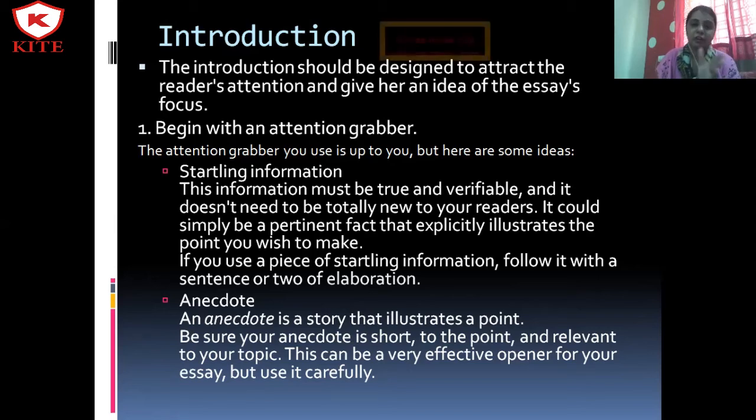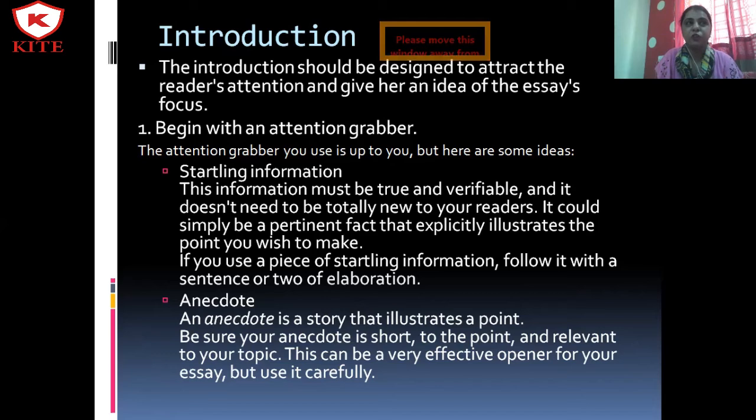Next is the anecdote, and that is what I like the most. Begin your essay with a story. An anecdote means a story with a moral. So when you are illustrating your point with a story in hand, what happens eventually is that the audience gets attracted. Here the readers will get attracted.